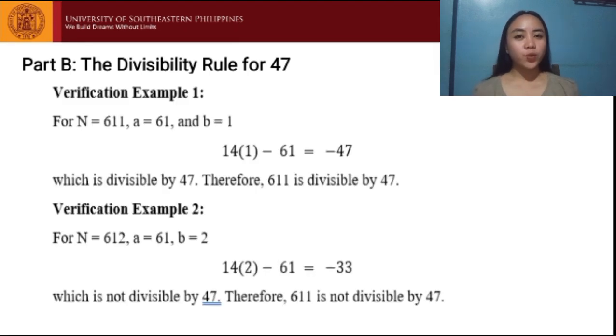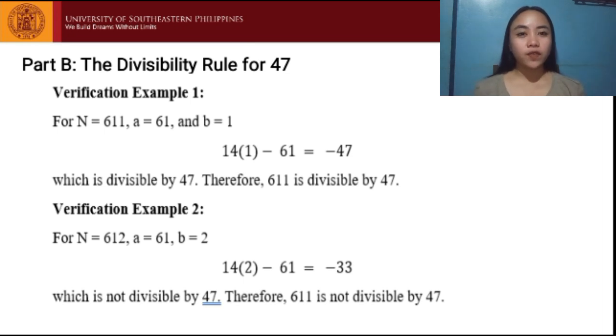To show that our rule really works, we tried it on 2 examples. For our first verification example, let n equal 611. So a is 61 and b is 1. Following our rule, 14 times 1 minus 61 equals negative 47. Since negative 47 can be divided evenly by 47, this tells us that 611 is indeed divisible by 47. And it really is, because 611 equals 47 times 13.